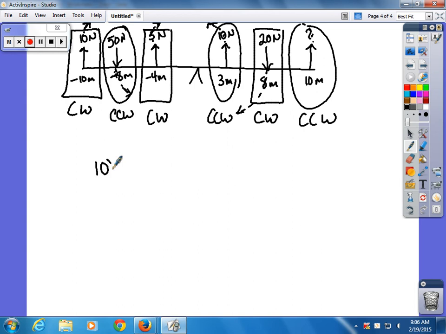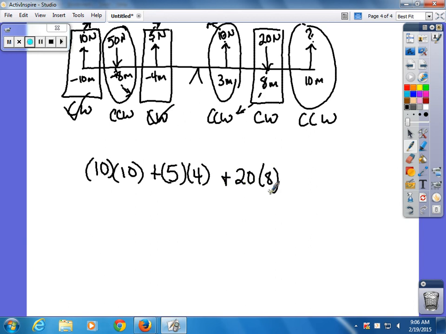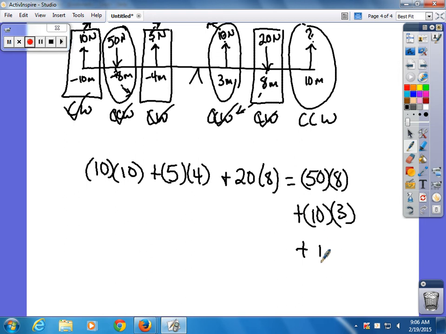So that's 10 times 10 plus, so that takes care of that one, plus this one is clockwise, so that'd be 5 times 4 plus 20 times 8 is equal to 50 times 8 plus 10 times 3 plus 10 times, we'll call it F.